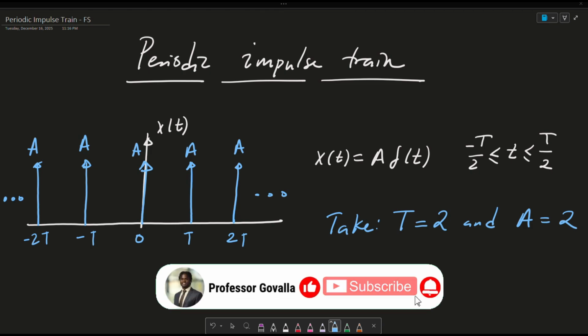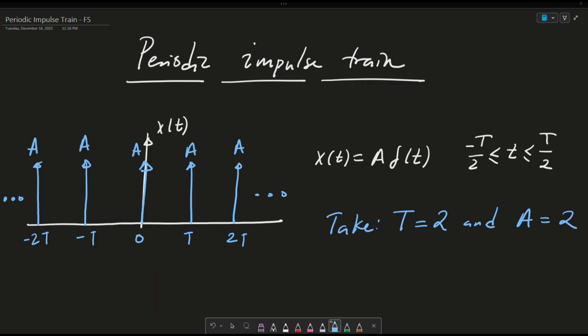My name is Professor Govala, and today I'm going to be doing the Fourier series of the periodic impulse train, where this to the left is the depiction of the graph and this to the right is the function of the periodic impulse train. And we're going to take the period T equals 2 and A equals 2 as well. If you want to go ahead and pause the video and see if you can figure out the Fourier series of this impulse train, feel free to do so and then come back to the video and see if you got the right answer.